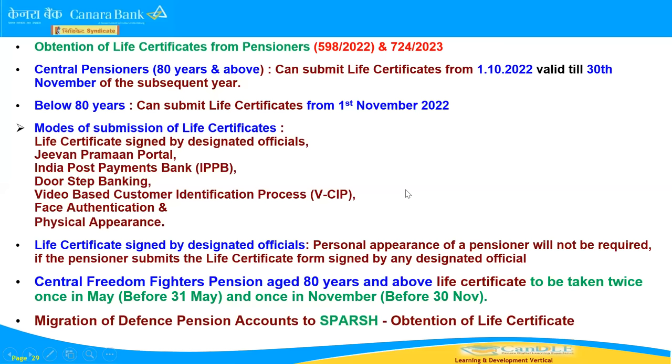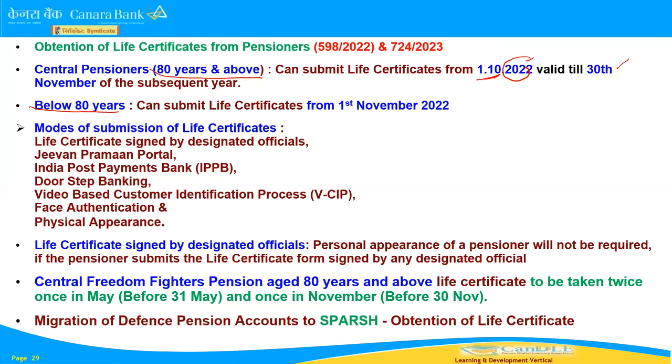Obtention of life certificate from pensioners. There is a circular in 598 also; recently this circular came. When we are taking life certificates from pensioners, the bank guideline says there are two types of pensioners: above 80 years and below 80 years. For those above 80 years, the bank said the life certificate can be obtained from 1st October itself, and this will be valid till 30th of November. That means it will be valid for 13 months.